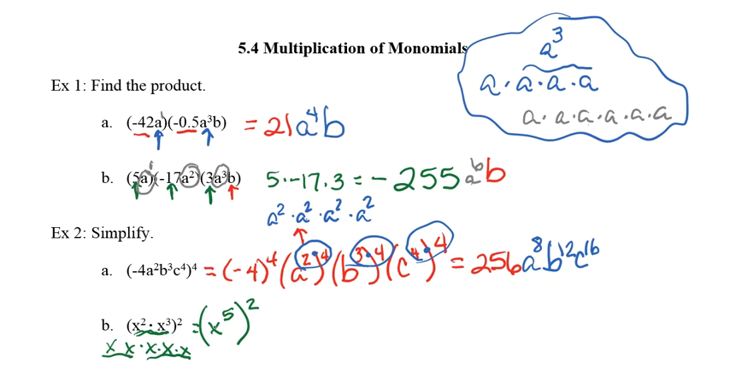This is saying I have 2 x to the fifths, so x to the fifth and x to the fifth. I can do the shortcut where I just multiply the exponents instead of having to write it all out. So I have 2 groups of 5, which is 10 x's.